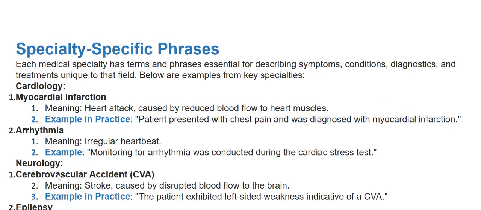Neurology. Cerebrovascular accident, CVA, meaning stroke caused by disrupted blood flow to the brain. Example: in practice, the patient exhibited left-sided weakness indicative of CVA. Epilepsy, meaning a disorder characterized by recurrent seizures. Example: EEGs were performed to confirm the diagnosis of epilepsy.